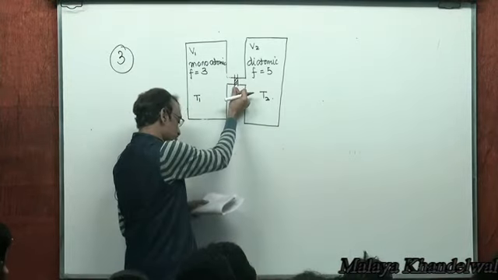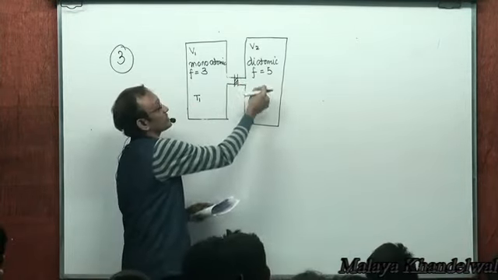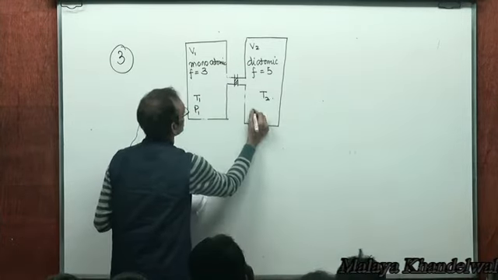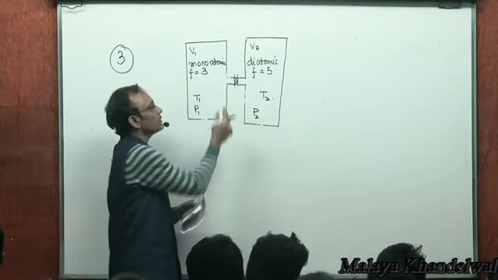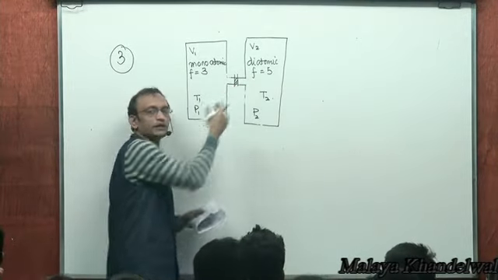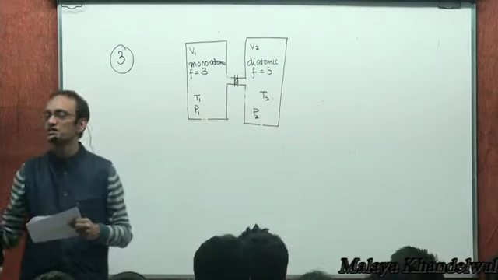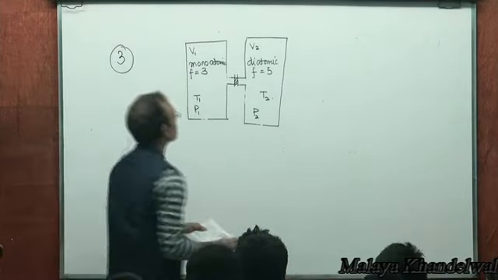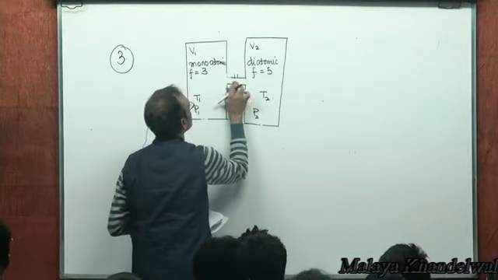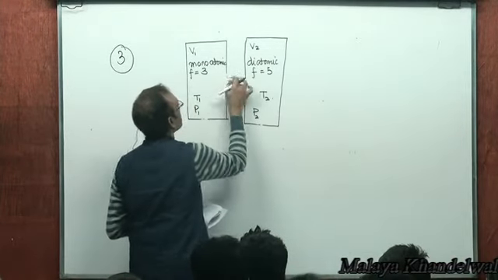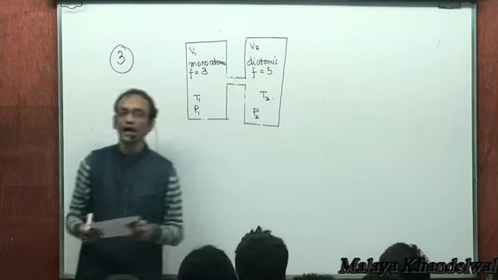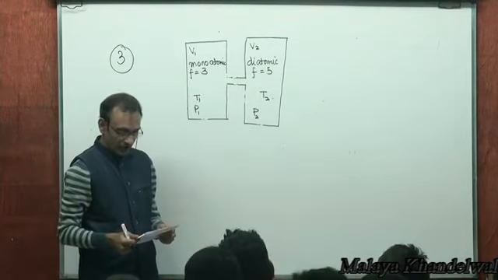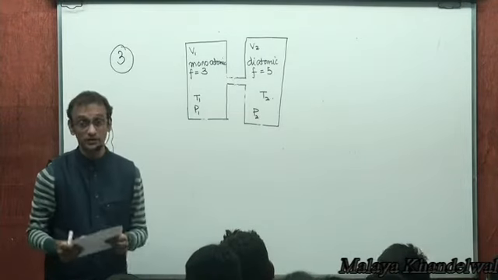There is a stopcock here which is preventing flow because there is a pressure differential. Say this one is at pressure P1, this one is at pressure P2, right? There is a valve here that prevents flow of gas from one container to another. Now the stopcock, the valve is opened and the two gases mix. We then want to find the final pressure and temperature of the gas.